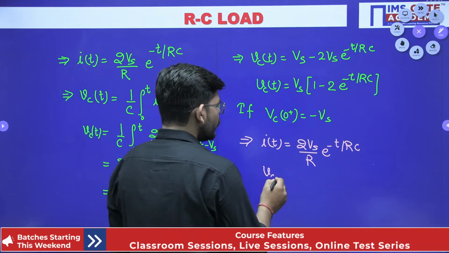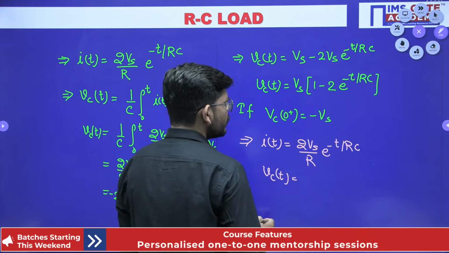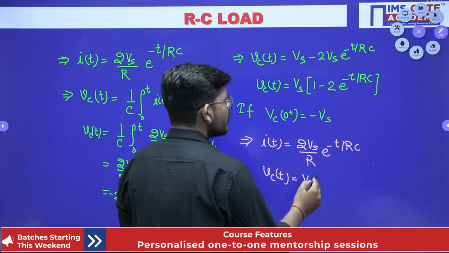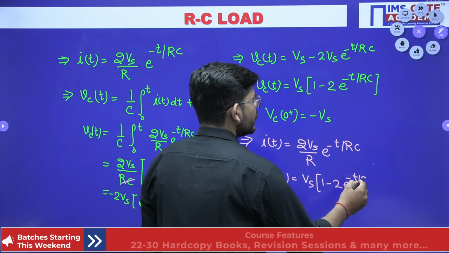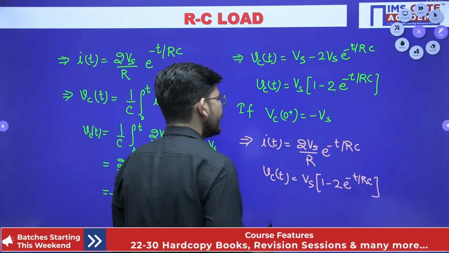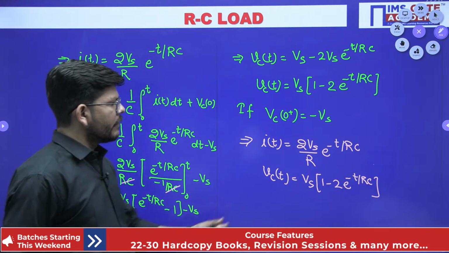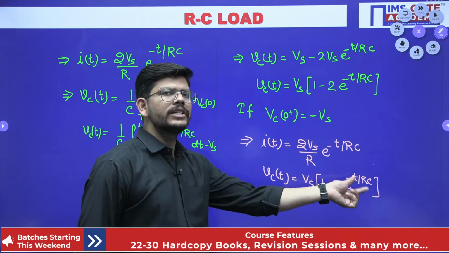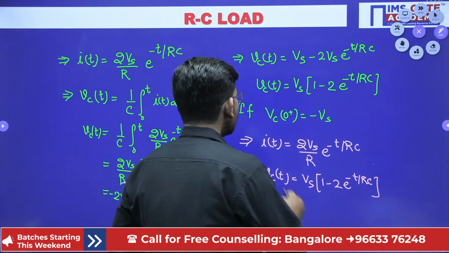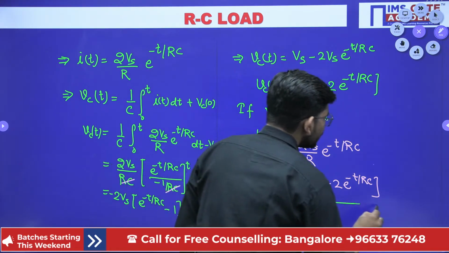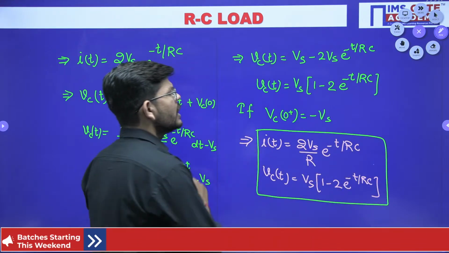Now what is my capacitor voltage? My capacitor voltage has now become Vs times 1 minus 2 e to the power minus t over RC. Earlier we had Vs times 1 minus e to the power minus t over RC in the last expression. Again the factor 2 is coming here. So these are my voltage and current expressions across an RC circuit.